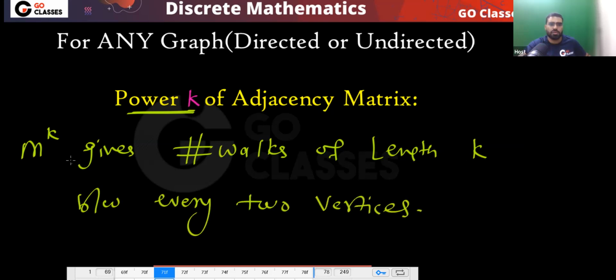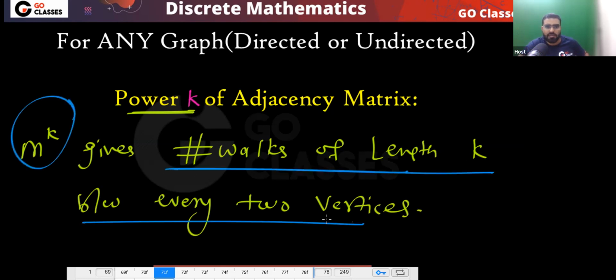Is this clear? So this is important, that m power k will give you the number of walks of length k between every two vertices. Between every two vertices, how many walks of length k are there? That will be given by m power k. You can just calculate m power k and it will give you the number of walks of length exactly k. Okay. This is the conclusion.